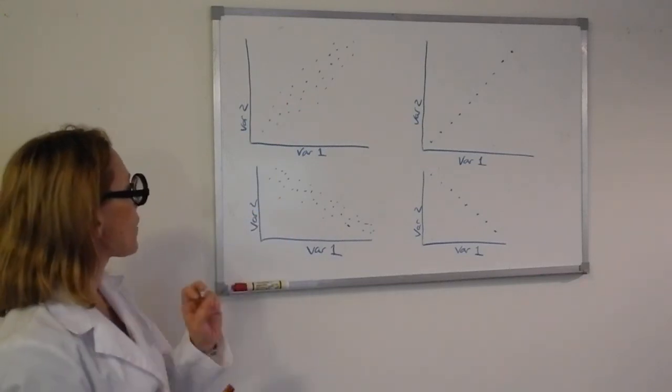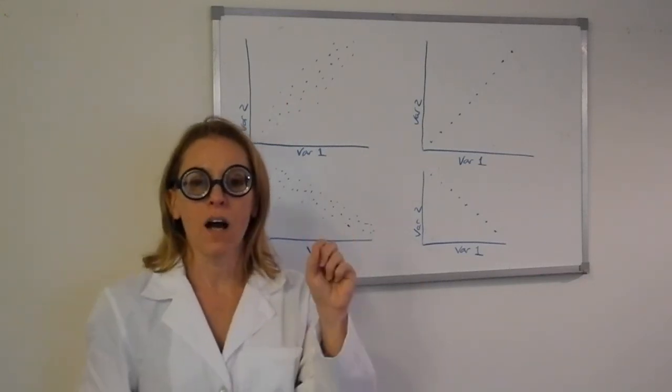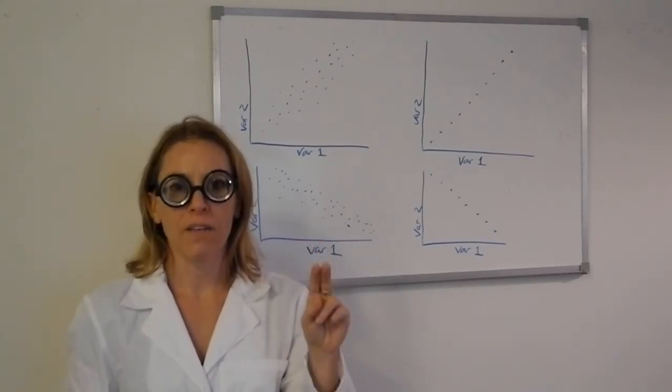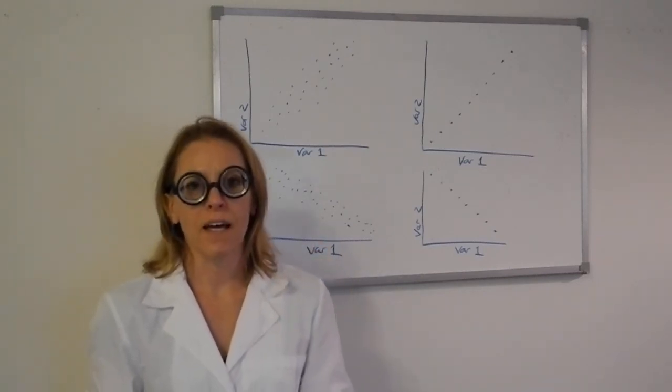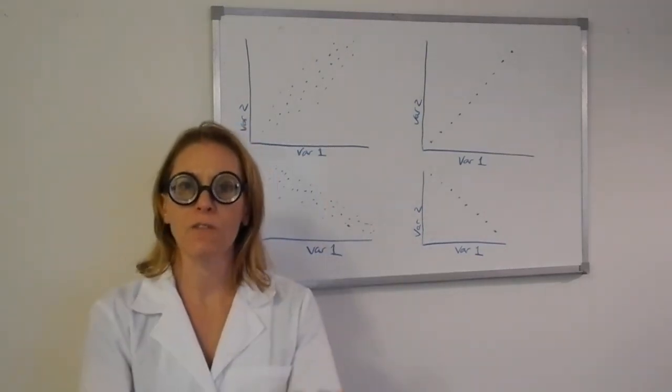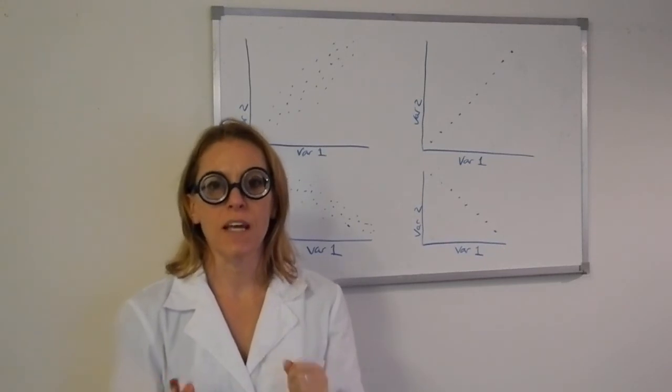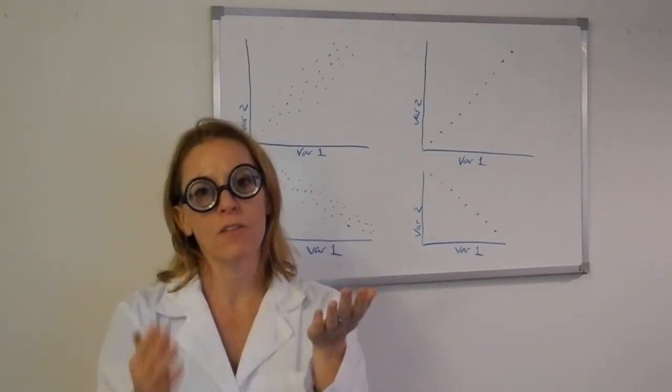Now, there are two things then to remember. Correlations can be positive or negative. A positive correlation means that, either increasing or decreasing together, the variables are traveling in the same direction. A negative correlation means as one variable increases in value, the other decreases.